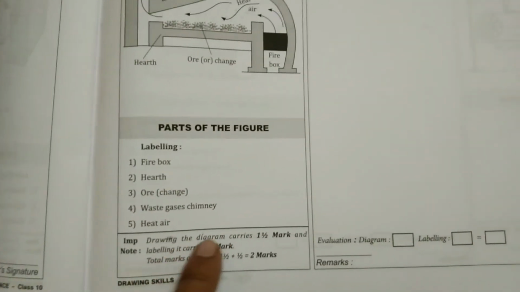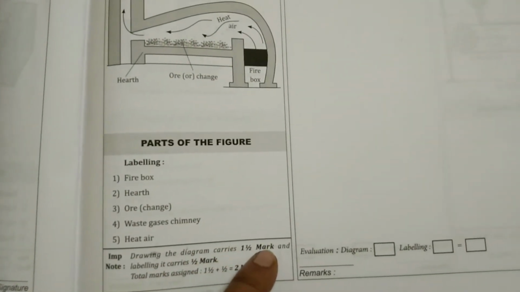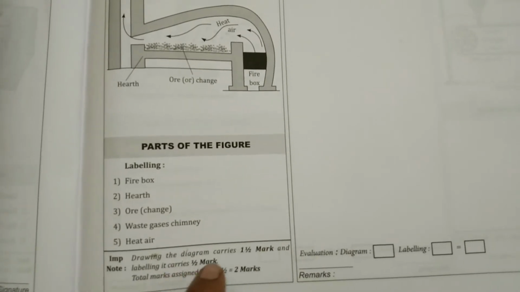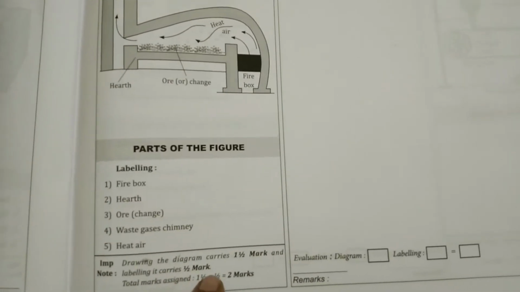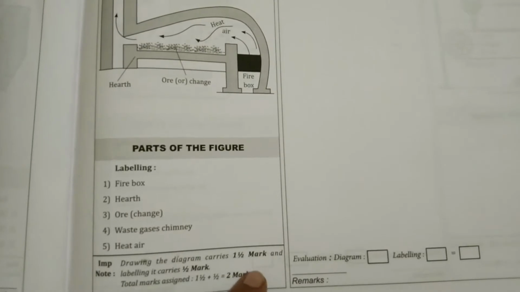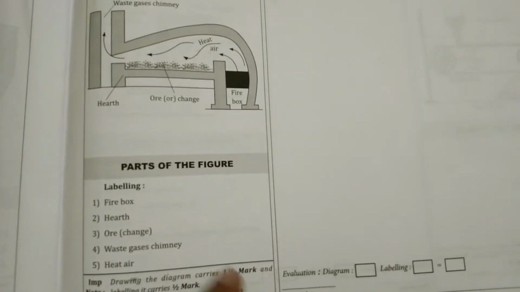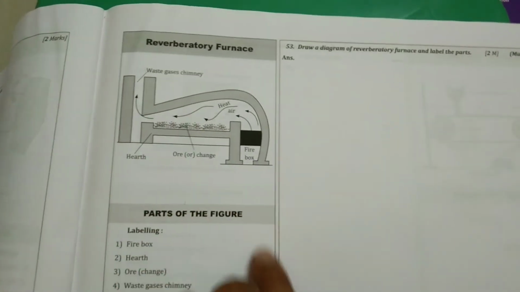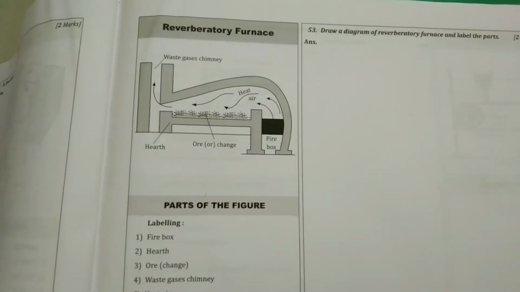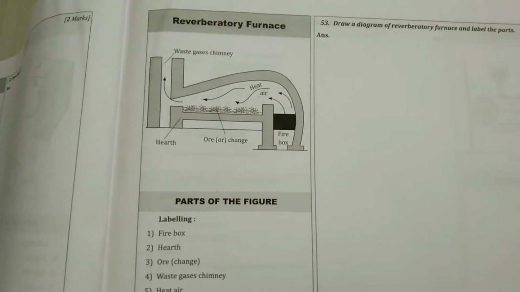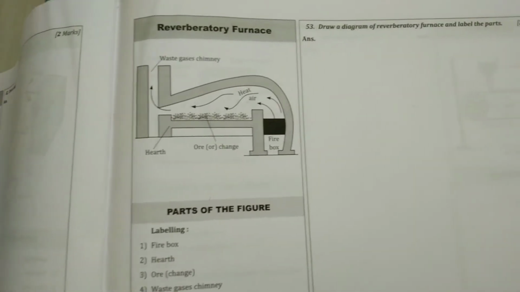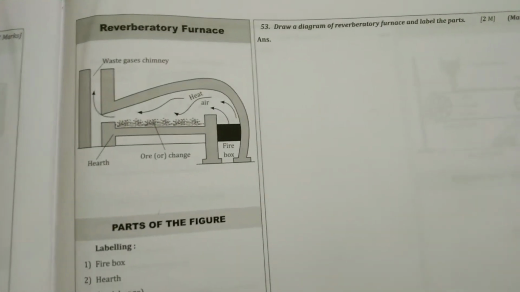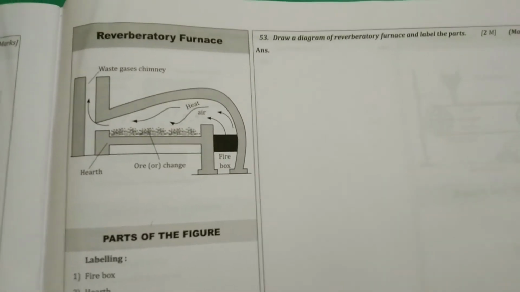So children, the most important point is that drawing the diagram carries 1.5 marks and labeling it carries half a mark. So the total marks assigned is 1.5 plus half a mark, which is equal to 2 marks. So after drawing the diagram, you need to label it, right? So this is the diagram of the reverberatory furnace. Okay children.